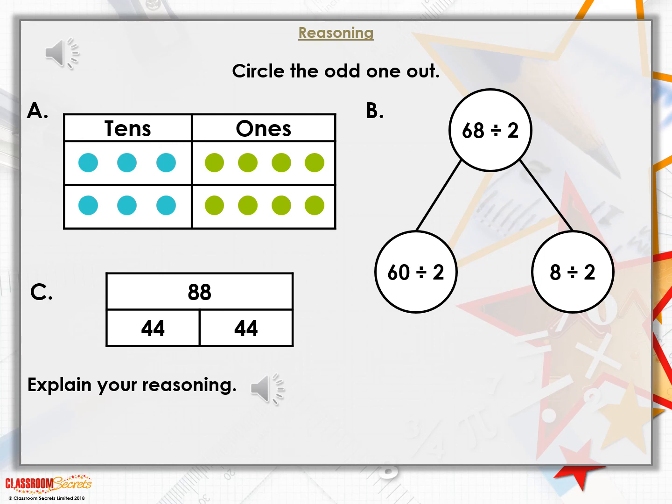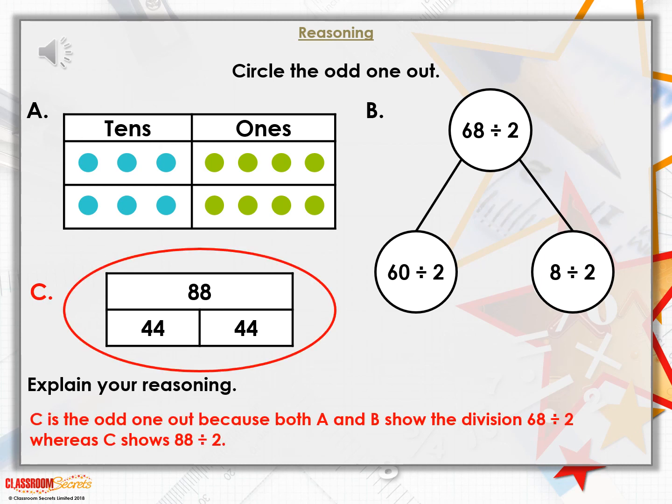Which one do you think is the odd one out? Well done if you noticed that C was the odd one out. A and B are both showing us the division 68 divided by 2, but C is showing us 88 divided by 2, so it's a different calculation to A and B.